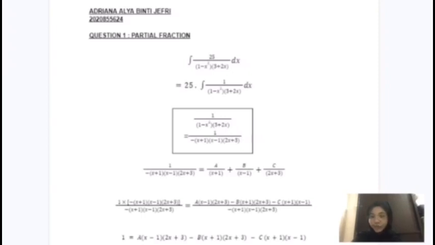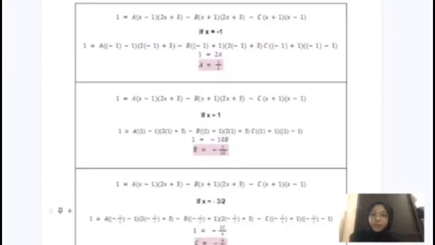After the denominator is the same, it is easier to simplify into 1 equal to a(x minus 1)(2x plus 3) minus b(x plus 1)(2x plus 3) minus c(x plus 1)(x minus 1). From the equation we have constructed, plug in x equal to negative 1 into the equation, a is then calculated: 1 equal to 2a, a equal to 1 over 2.